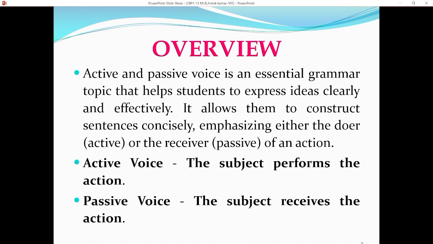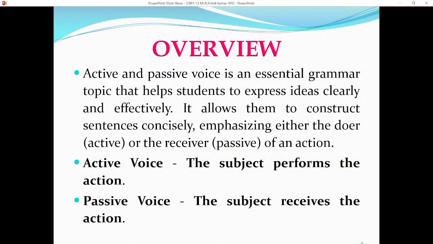So, what is the purpose of learning active and passive voice? We can say like this: active and passive voice is an essential grammar that helps students to express ideas clearly and effectively. It allows them to construct sentences consciously and emphasize either the doer or the receiver of an action.